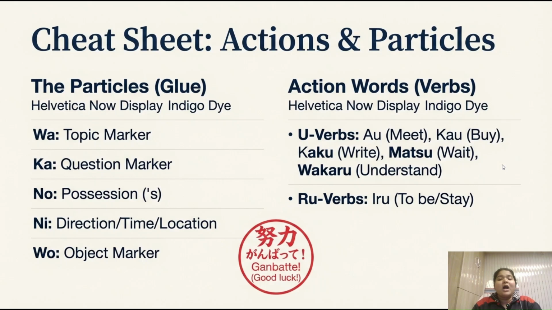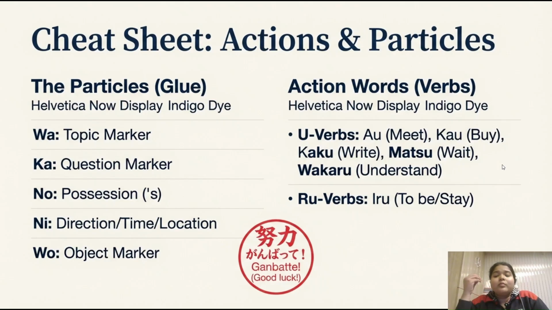Now we have action words, the verbs. We have two types of verbs, u verbs and ru verbs. Au means meet, kau means buy, kaku means write, matsu means wait. When you understand something, what are you going to call it? You're going to call it wakaru.